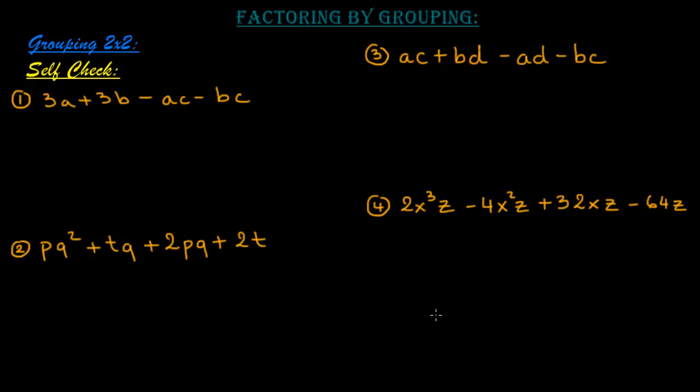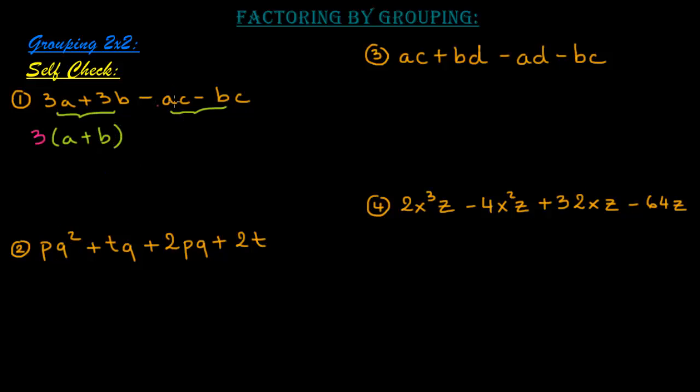So I believe you have your answer already. Let's go over each problem and see if we have the same answer or not. Problem 1, 3a plus 3b minus ac minus bc. We're going to do grouping 2 by 2. The common factor of the first two terms is 3, so I factor out the 3. We will have a plus b staying inside the parenthesis.